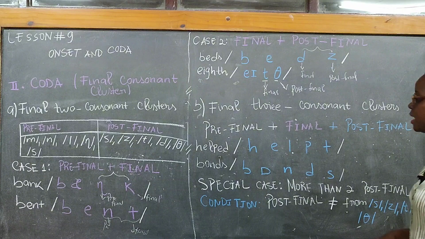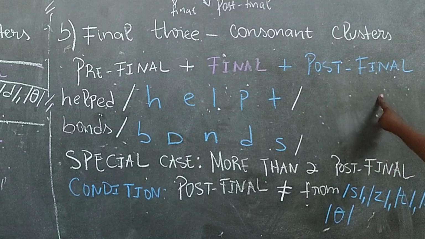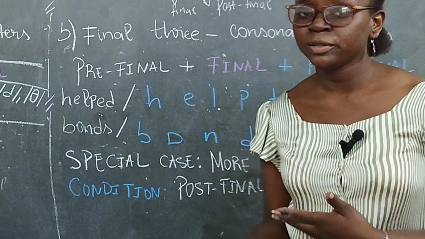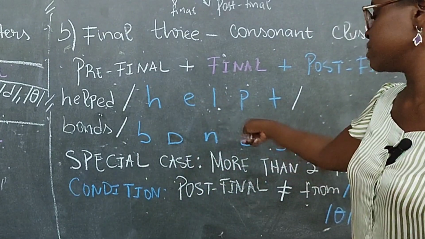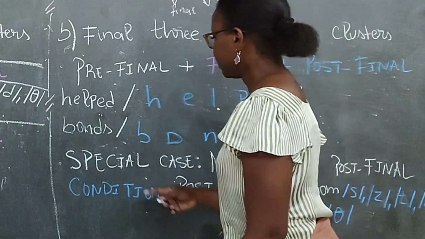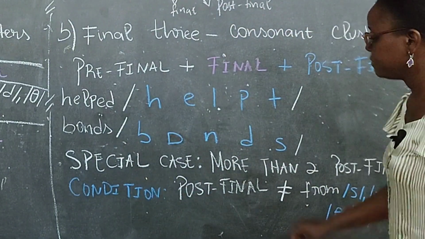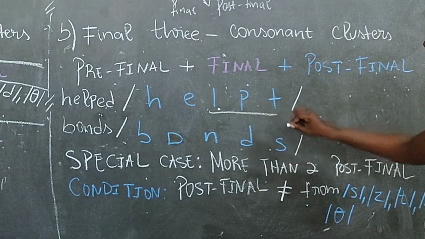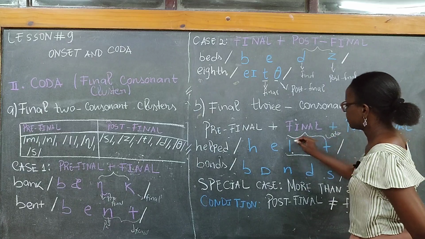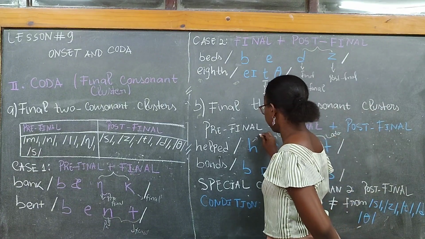So the most common case here is where we find a pre-final, a final, and a post-final. But we also have a special case which we'll be looking at after the explanation. Let's look at the examples first before we move on to the second case. Now we have helped and buns. So we have three consonants, and this is our coda, center, and this is the onset.